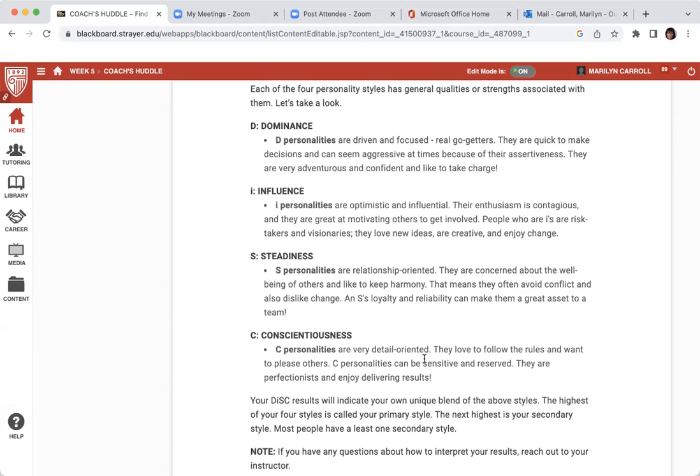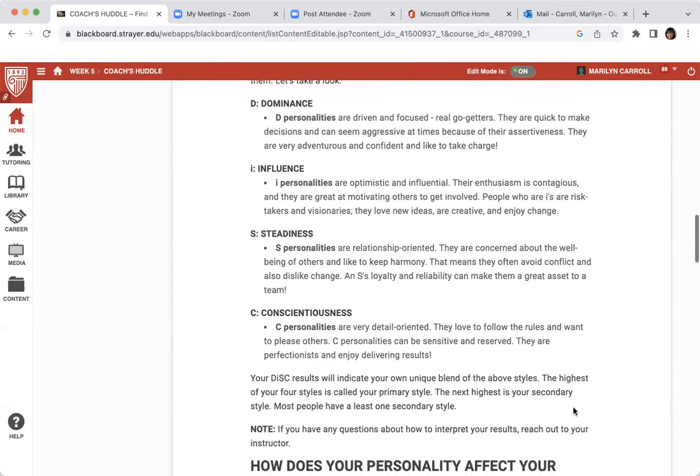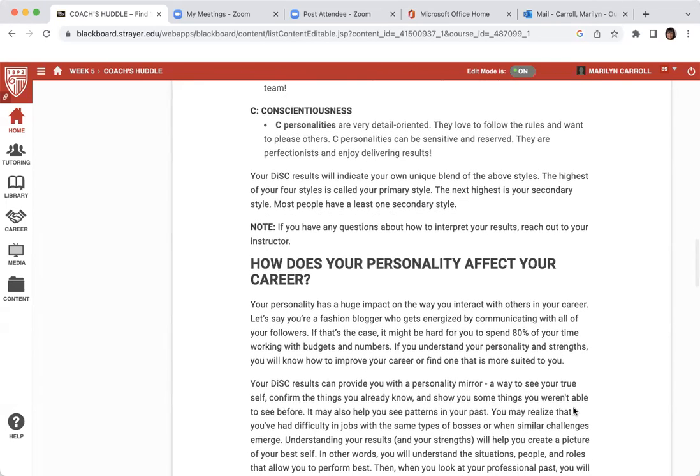Your DISC results will indicate your own unique blend of the above styles. The highest of your four styles is called your primary style. The next highest is your secondary style. Most people have at least one secondary style. So now you're wondering, how does your personality affect your career?